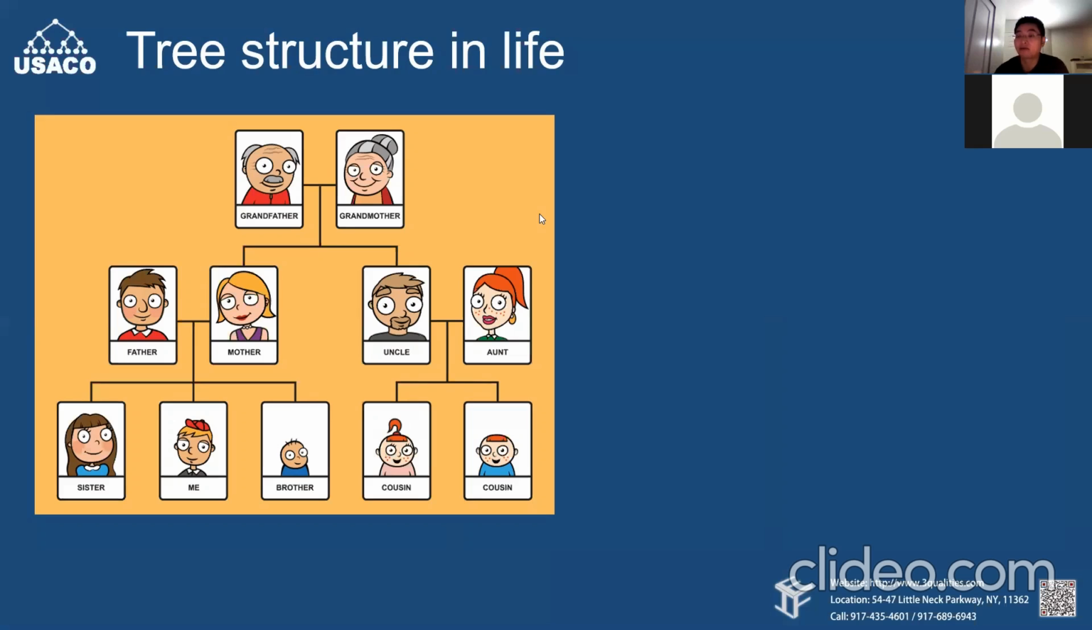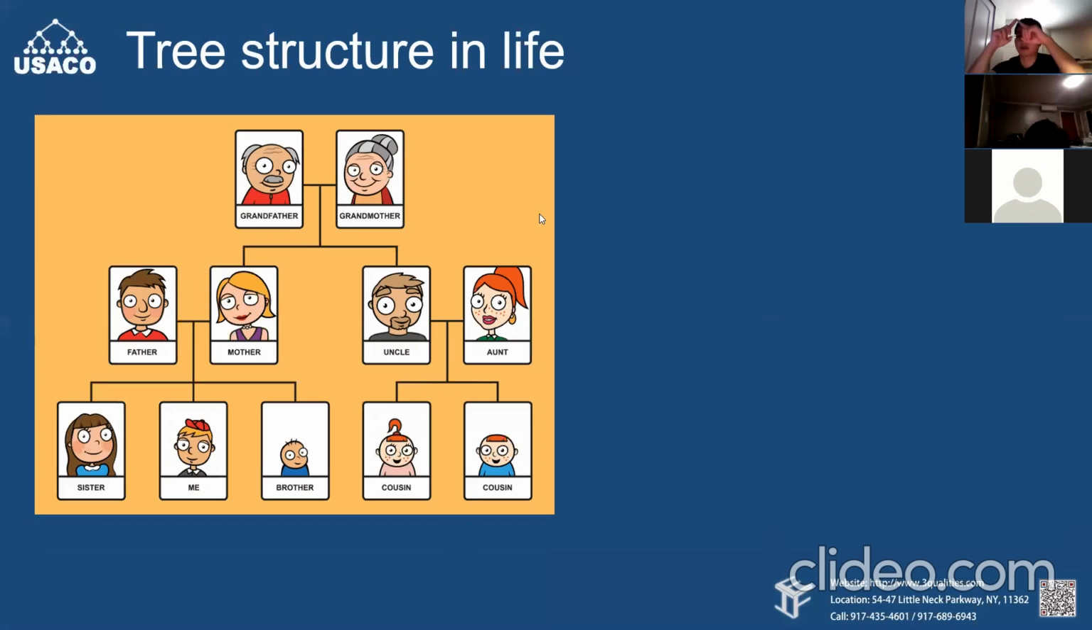And then for their child nodes, father and mother can have 3 children, and uncle and auntie have 2 more children, but they are under a different branch. So you can see a tree starting from the top, expanding one level and then another level, and it could be expanded infinitely in the future. That is one example of the tree structure in our life.